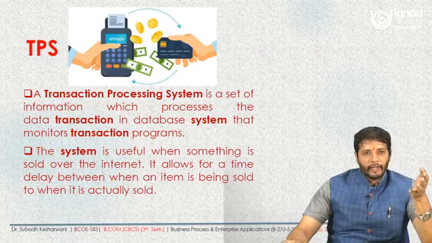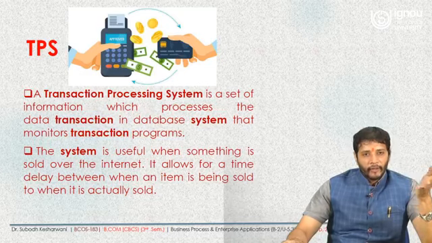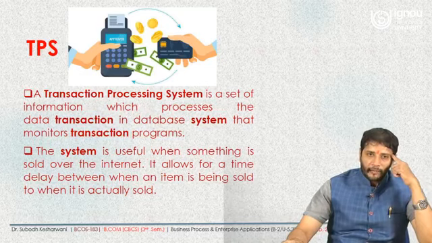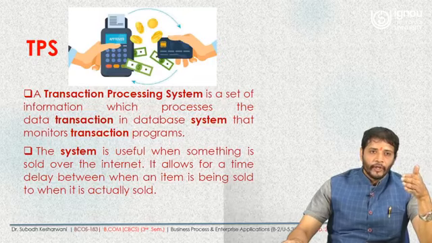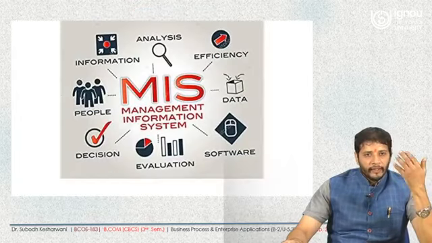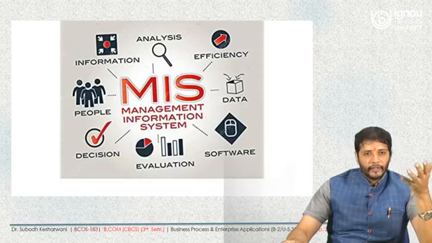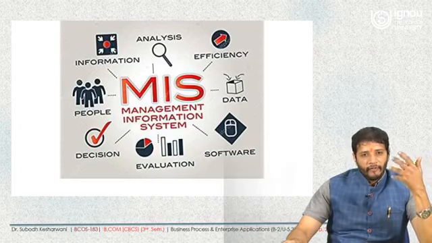There are certain cards which are Wi-Fi equipped where you don't have to swap the card. So swapping is a physical contact, and because the lockdown period is there, the pandemic stage is going on, community spread is going to be stopped when you are using more technology. So MIS is somewhat one step ahead of that, talks about analysis, information, efficiency, then decision, evaluation and software.